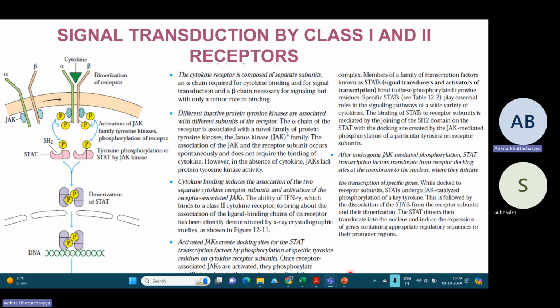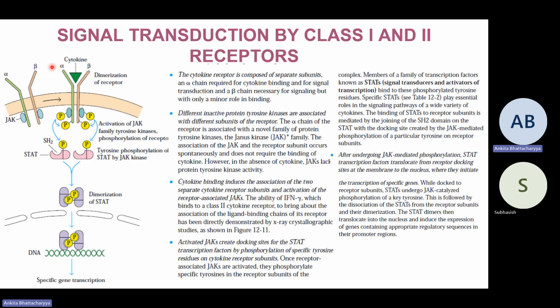However, in the absence of the cytokine, JAKs lack protein tyrosine kinase activity. Now, cytokine binding, which is what is happening here, this you see the default condition, and then you can see here that a cytokine has bound to the alpha beta receptor. Ligand binding also is supporting the dimerization of the receptor, which is allowing its autophosphorylation and then execution of the downstream signaling. So what it is doing here is that the cytokine induces the association of these two receptor subunits and there is activation.